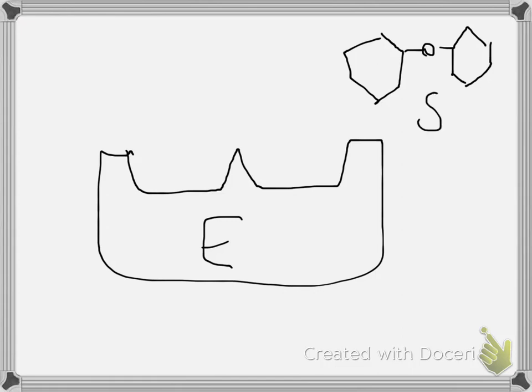So the substrate goes into the enzyme. This part right here is known as the active site, and notice that the active site is open right now. So this substrate can go into the enzyme's active site, and that enzyme will then break apart the substrate.